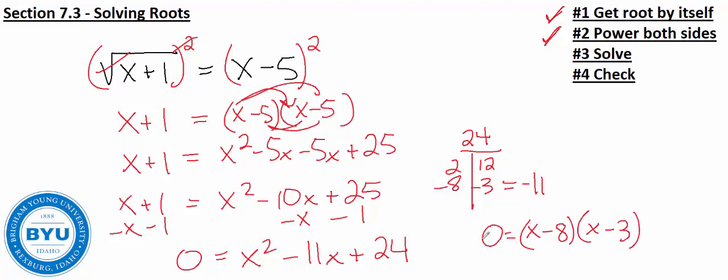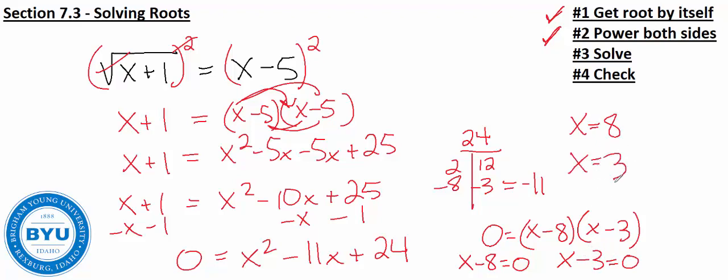So when I set this equal to 0, x minus 8 equals 0, and x minus 3 equals 0, I get two answers. I get x equals 8, and I get x equals 3. We do need to check both answers. So we finished solving. Now we need to check both answers.